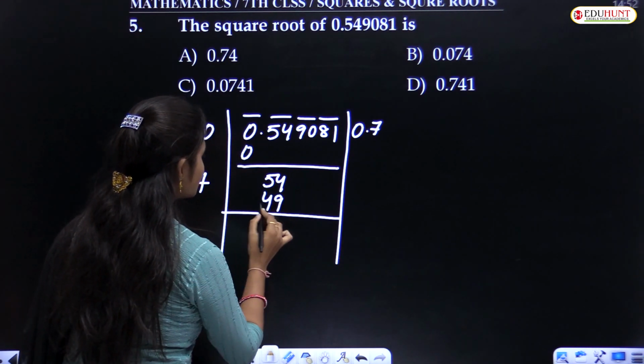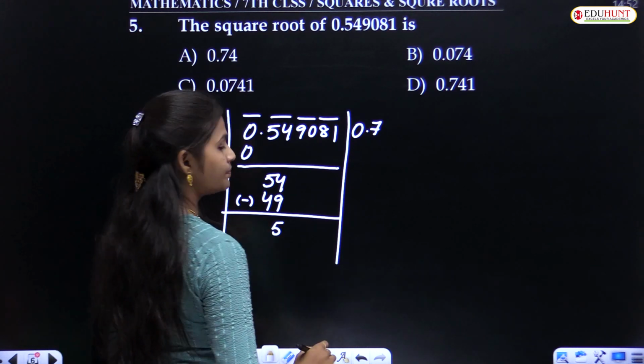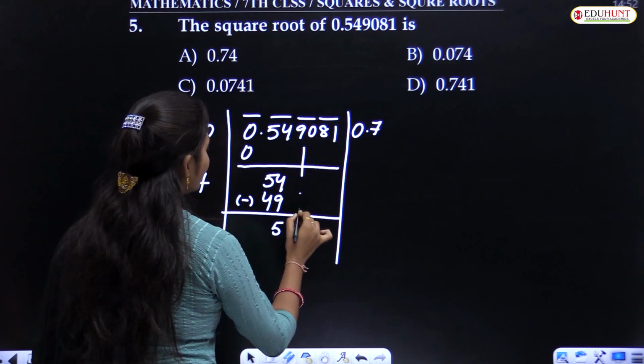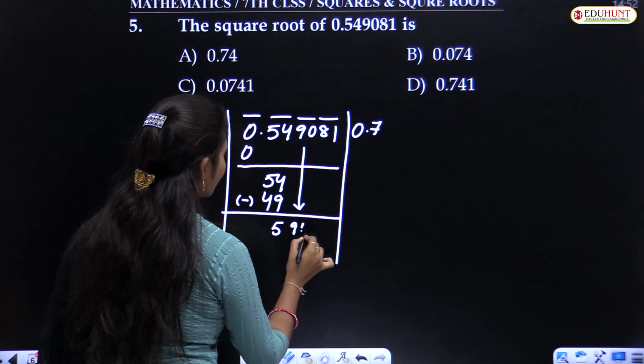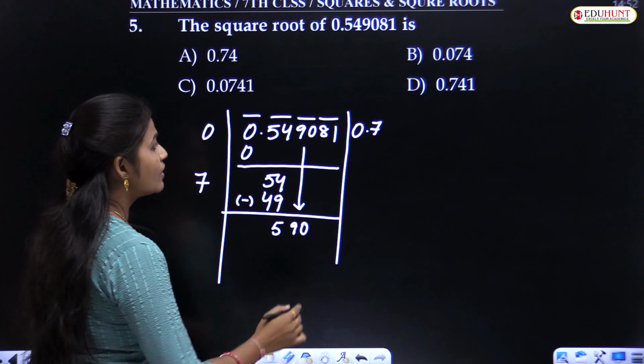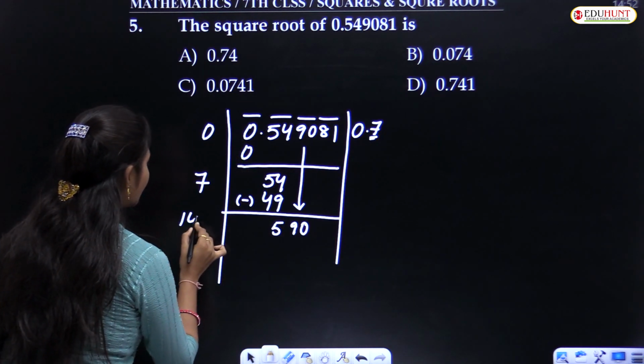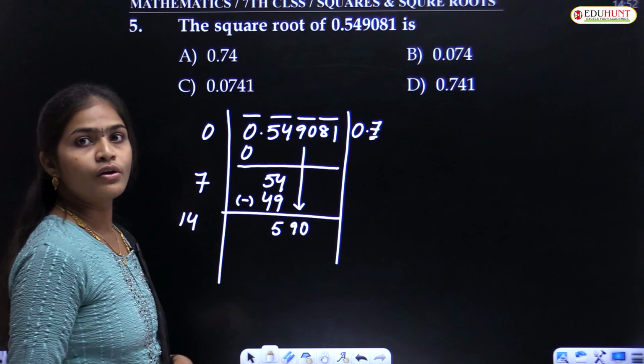Okay, so its difference is equal to 54 minus 49. That is 5. Next, bring down the next two numbers, that is 590. Is it clear? Next, we have to take the double of 7. Double of 7 is 14.